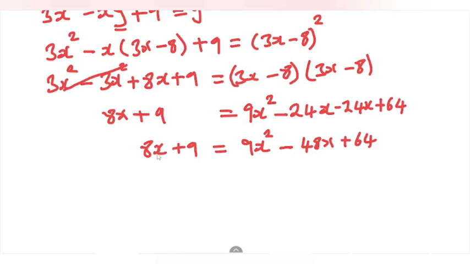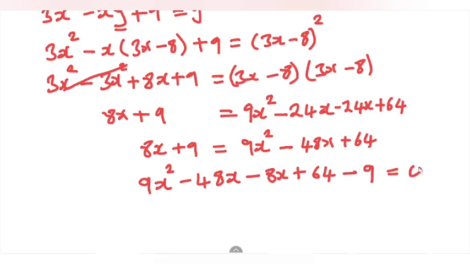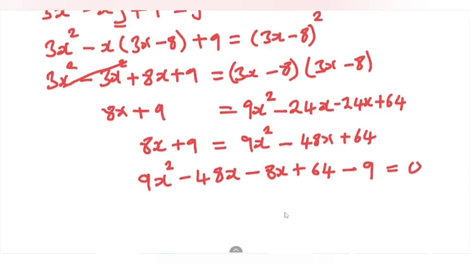So we can take 8x to the right hand side, even 9 to the right hand side, and we are going to have something like this: 9x squared minus 48x, then minus 8x. So this positive x will become negative x. Then plus 64 minus 9 equal to 0, meaning that on the left hand side we remained with a 0. So I've just swapped them. It's just one and the same thing that I have.